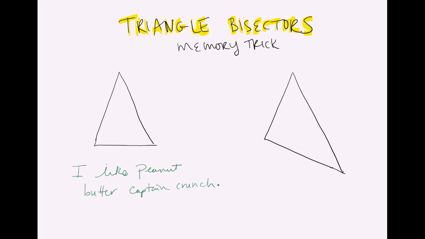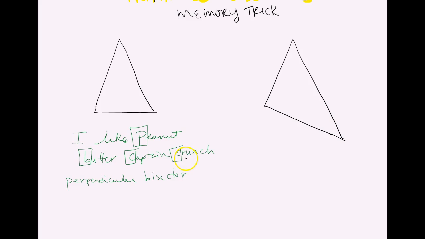But this is the first memory trick, because if you take the first letter of peanut butter Captain Crunch, it's going to help you remember some vocabulary that goes together, okay? The P and the B stand for a perpendicular bisector. Okay, and the CC is the word circumcenter. Now, how do those relate, or why are they important? Well, I will show you on a picture sort of how this works, okay?